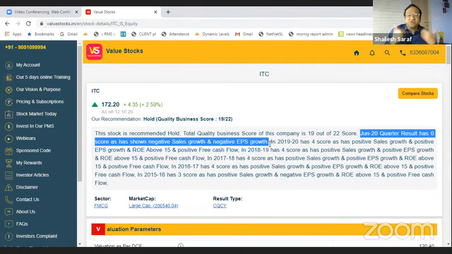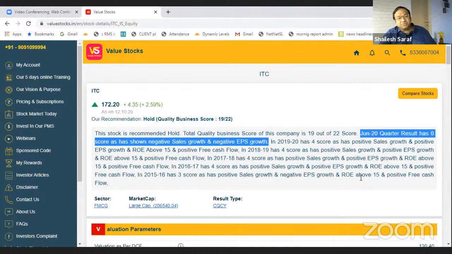If a company is on hold, obviously we don't even need to see the valuation or the price, because we are not recommending the company to buy. We are saying it is hold. So it is a good company and it is hold, but you are still very interested to buy. So we will give you a buy rate. If it comes to the previous month low, then you can buy.